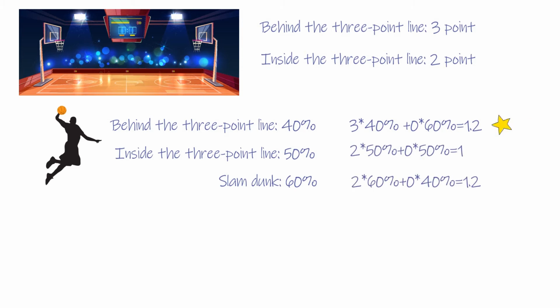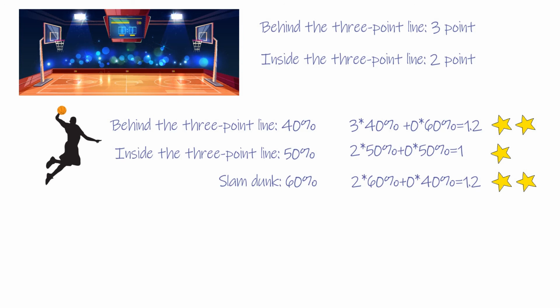This means over the long term, each time shooting behind the 3-point line or slam dunk will lead to 1.2 points, while shooting from inside the 3-point line will only get 1 point. From our analysis, this player should try to shoot less inside the 3-point line in order to score more efficiently.